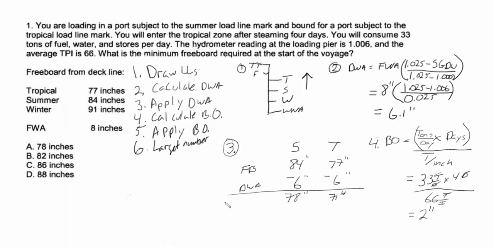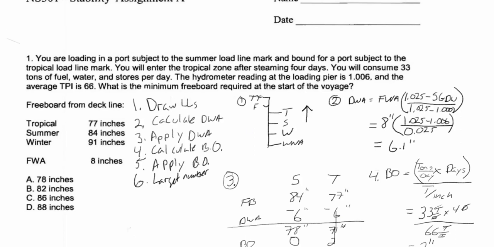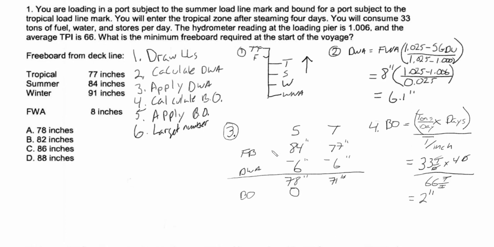Okay, so now we're going to apply that over here, burn off. Well, when we left the port, we came immediately out into summer. There was no talk about 2 or 3 days coming down a river. So we're going to immediately go into the summer zone. The boat has just been underway for a short period of time, so there is really no burn off. This is day 0. So there's no burn off here. But after 4 days, I do have burn off, so I'm going to apply that there. And burn off is always subtracted. So that's going to be minus 2 inches here.